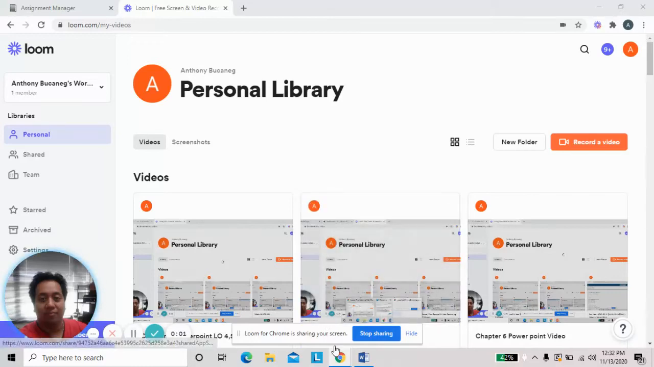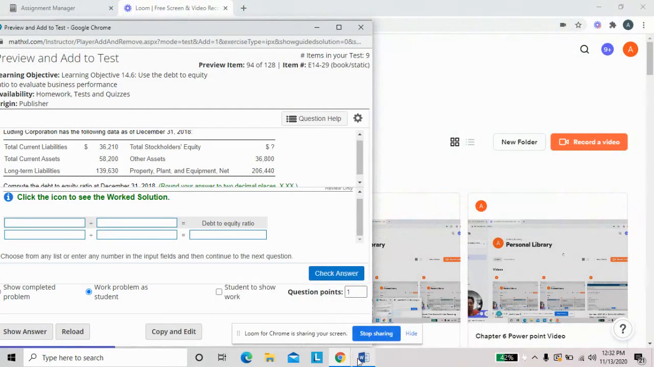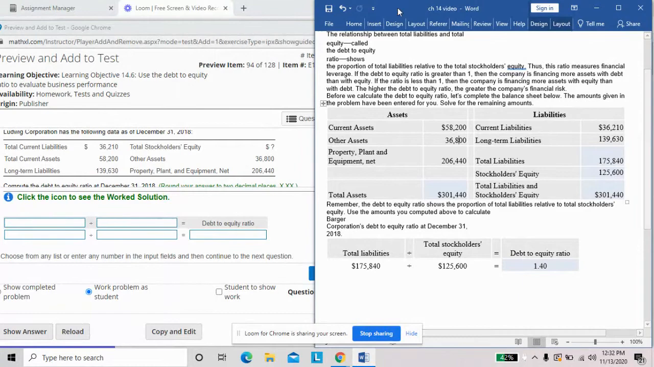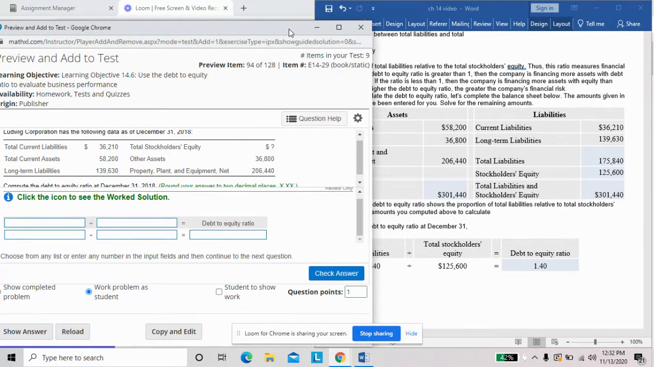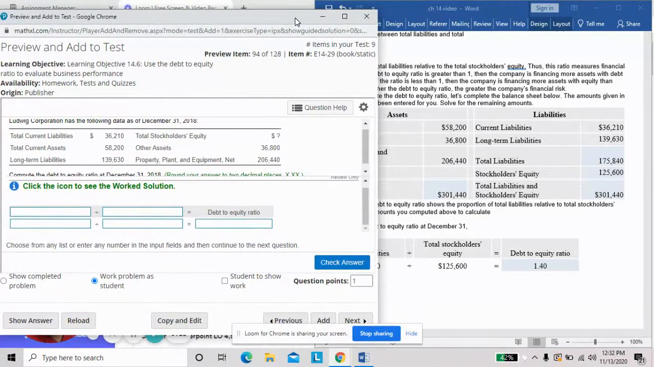Welcome to yet another video. This video will be covering a problem from your chapter 14 homework. That problem is E1429. The learning objective of E1429 is to use the debt to equity ratio to evaluate business performance. So the main purpose of this problem is to find the debt to equity ratio.